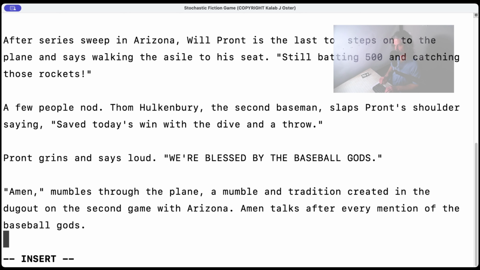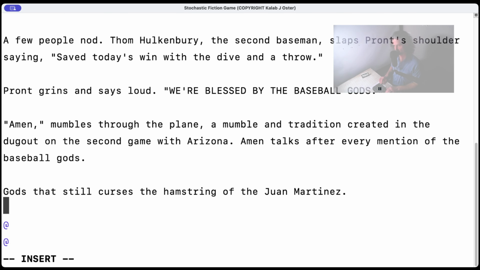"Amen" mumbles through the plane, a mumble and tradition created in the dugout on the second game with Arizona. "Amen" talks after every mention of the baseball gods.